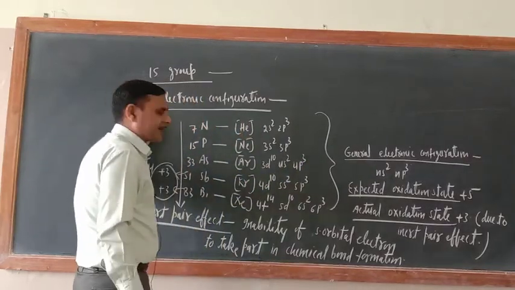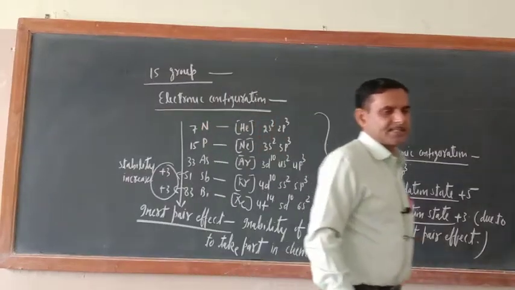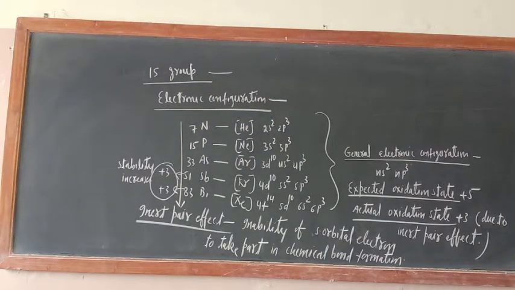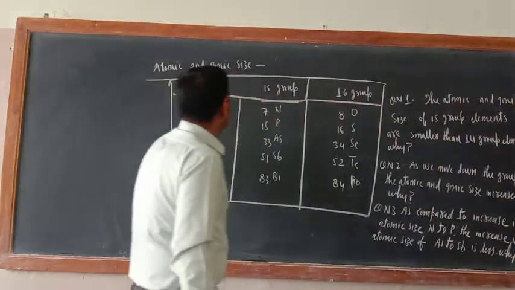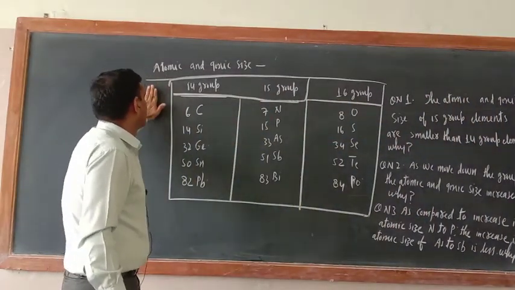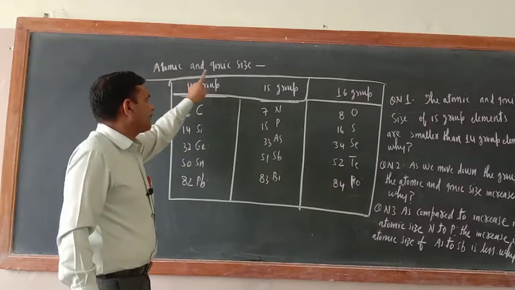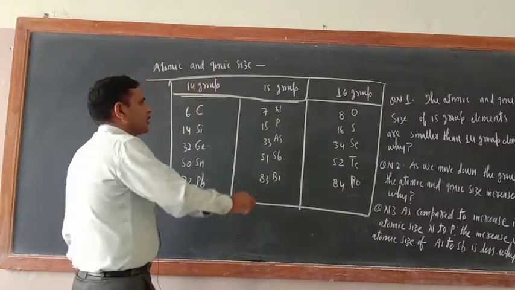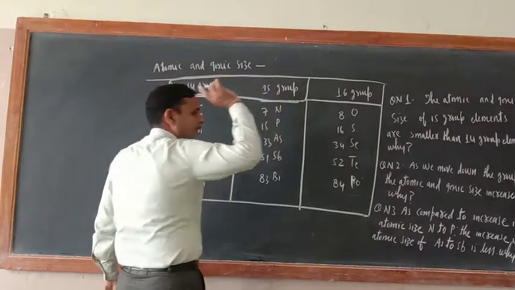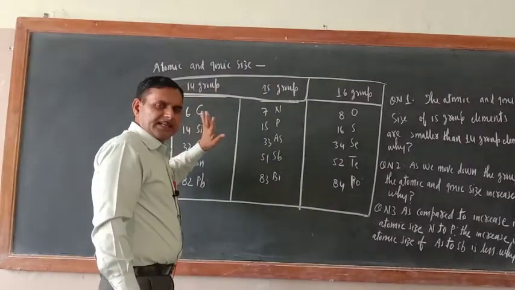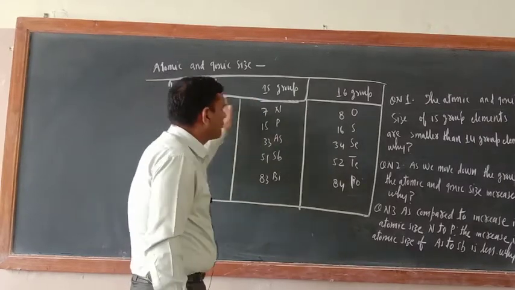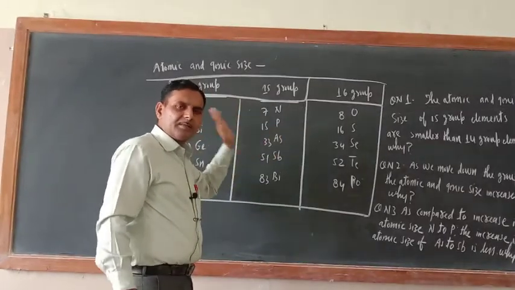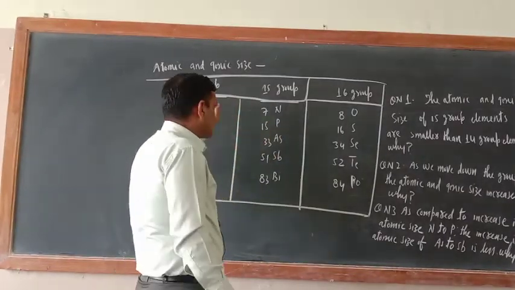Now the next periodic trend is atomic and ionic size. So dear cadets, now the first trend, the physical trends in periodic properties. Just see the 15th group. First one is atomic and ionic size. Our purpose is to teach you only the 15th group, but it is customary that we have to compare the atomic and ionic size of the 15th group with the 14th group and 16th group. Simultaneously it will go on for the remaining groups also.